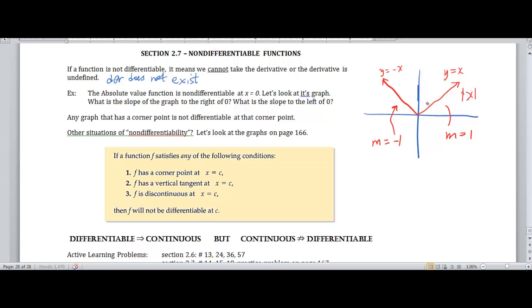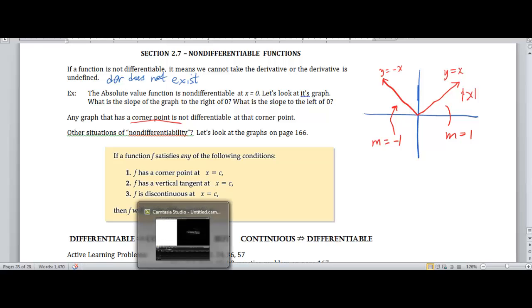As we get closer and closer to 0, it depends on whether you're going from the right or the left. From the right, the slope will always be 1. From the left, the slope will always be negative 1. The two slopes are never going to match, never going to hit a common value. That's why we say that the derivative does not exist, or it's not differentiable, at x equals 0. Any graph that has a corner point is not differentiable at that corner point. Let's look at some other situations where the derivative does not exist.